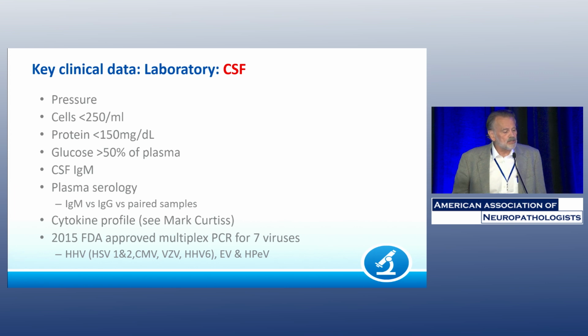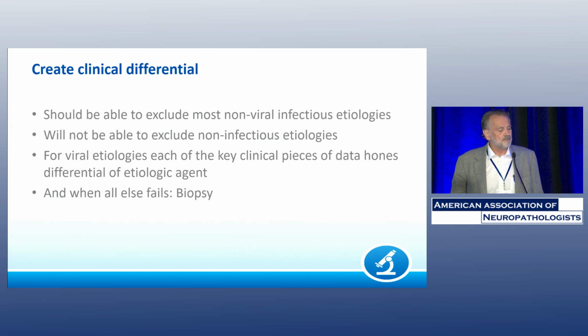Now, about 6-7 years ago, the FDA approved a multiplex PCR, which is very helpful. It has 7 viruses in it, and it's a test that's available from a variety of institutions. It does detect quite a few of the viral infections. Usually this test is done, whether it's in the EMR or not is variable, but it helps early on if you're dealing with a complex case.